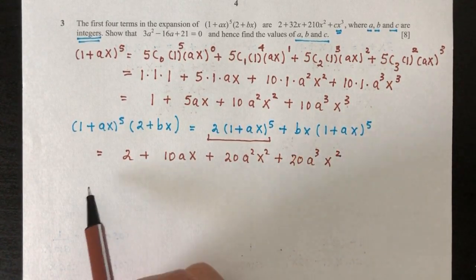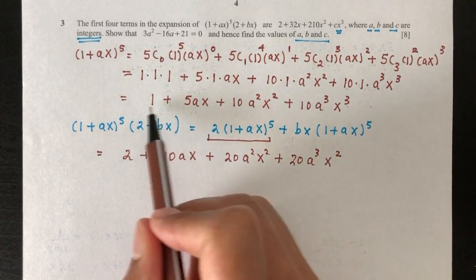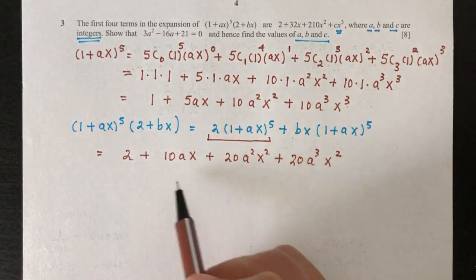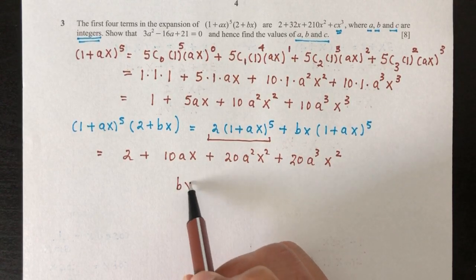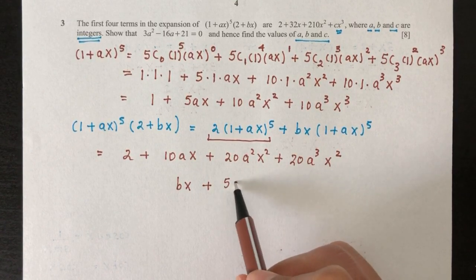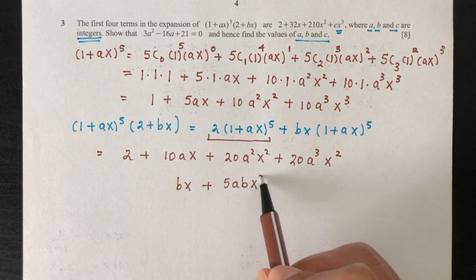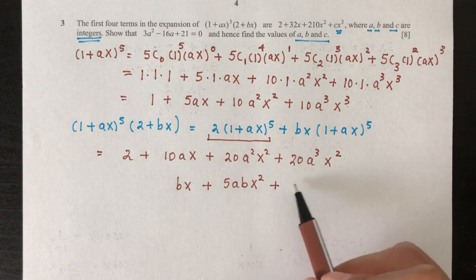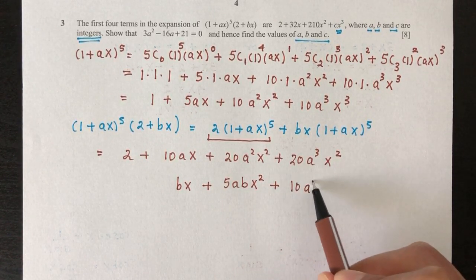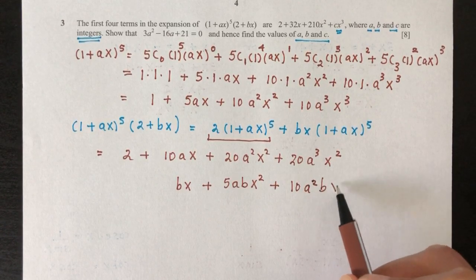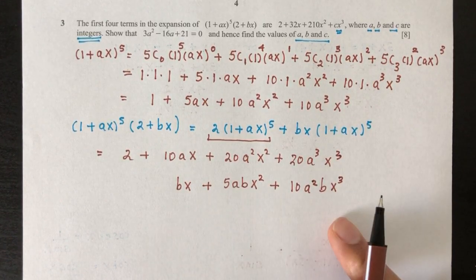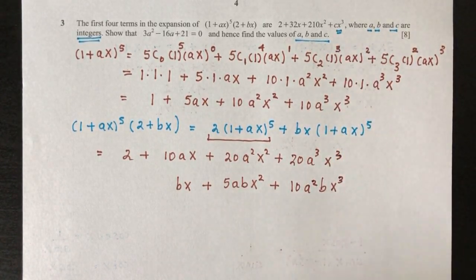Now for this one, times this, which is this, right? So that will be bx. So bx will be right here, plus 5abx² plus 10a²bx³. So we can stop right here because we only care about this term.